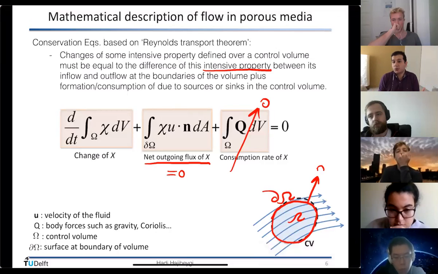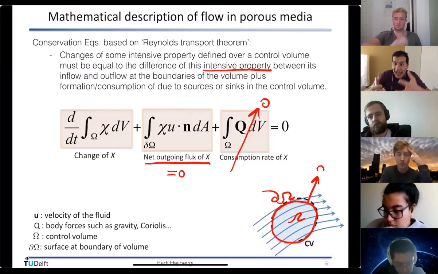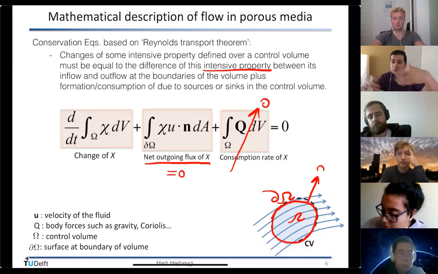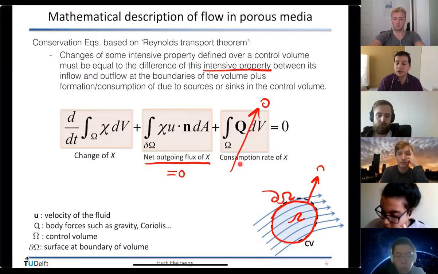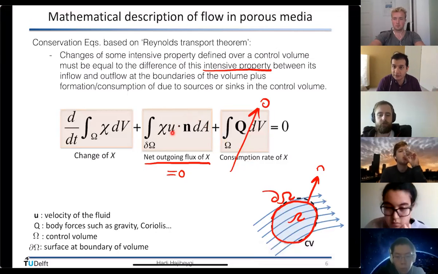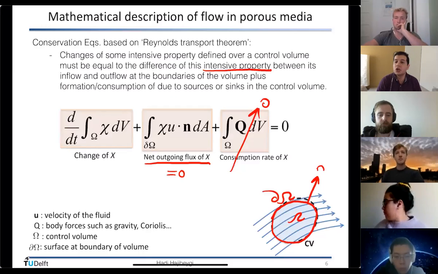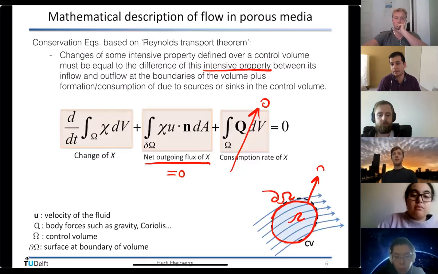The amount of x would change if you are adding some mass to the system or quantity x, or you are having a flux of it out or in that would imbalance. So you have more out than in, or more in than out. That would cause change of x. If the second term is 0 and the third term is 0, no production or consumption rate, no net outgoing flux, then the amount of x would not change over time.